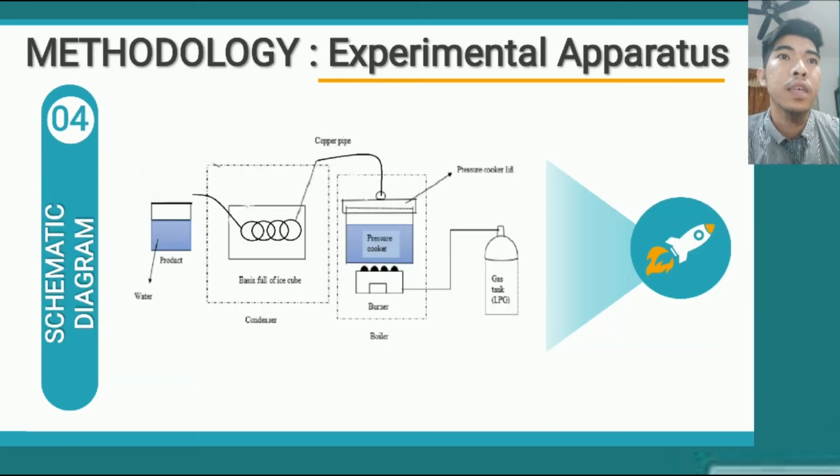Okay, this is the sketch of the position for the experiment. If you can see, the apparatus needed in this experiment is firstly a gas stove, pressure cooker, copper pipe, a cooler box with ice, and also a jug to collect the end product.